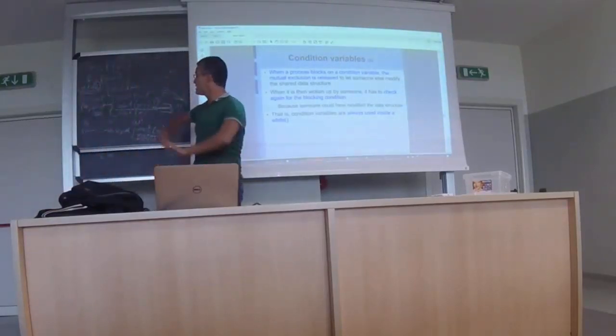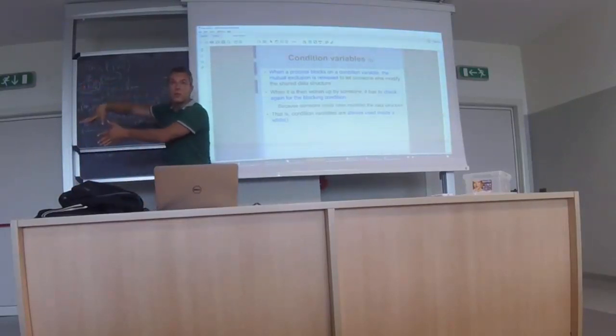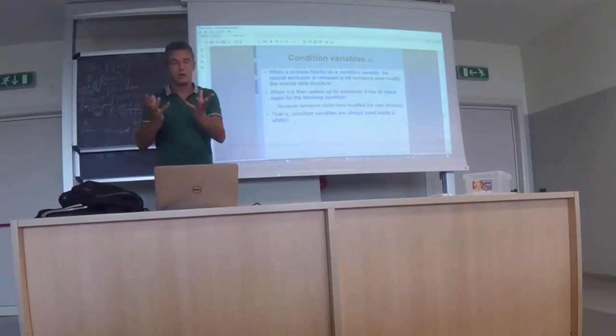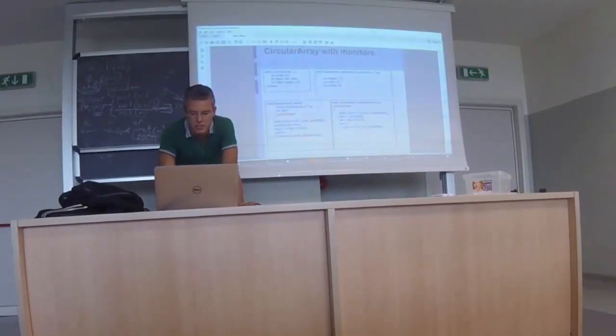Okay, instead with semaphore, you are perfectly fine using an if, because again, the token passing protects you. So condition variables are always used inside a while. This is not C, this is just pseudocode. This is like, what if you had monitors in C, how would they work?